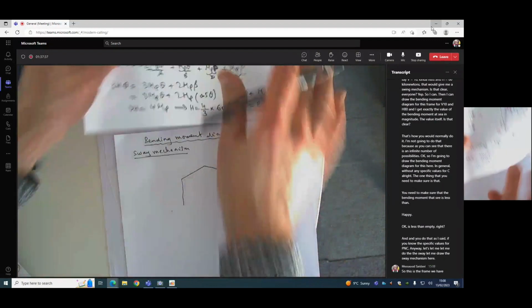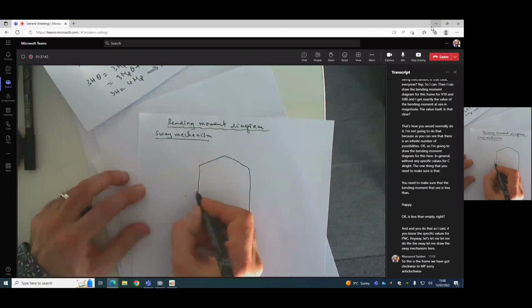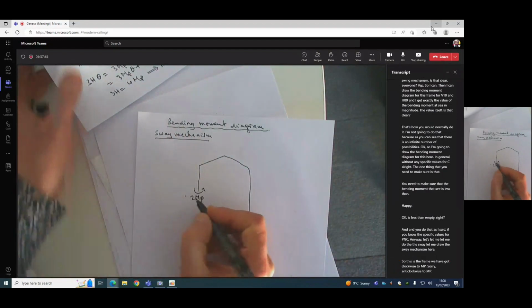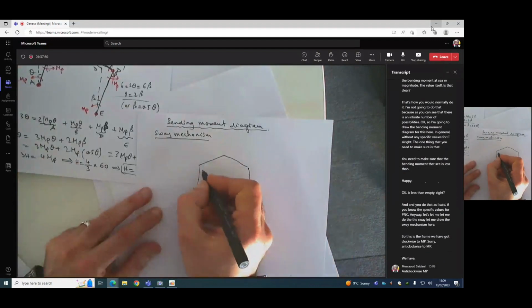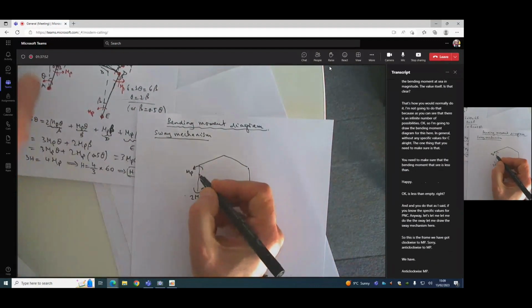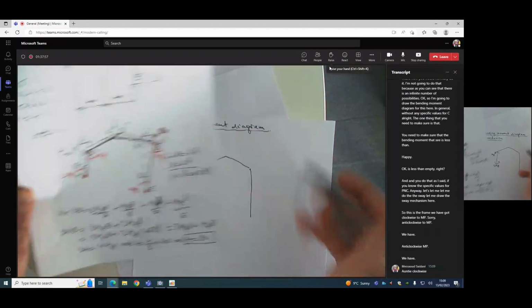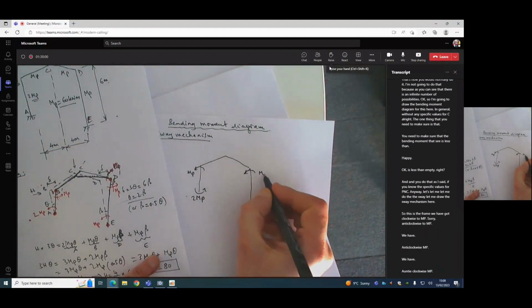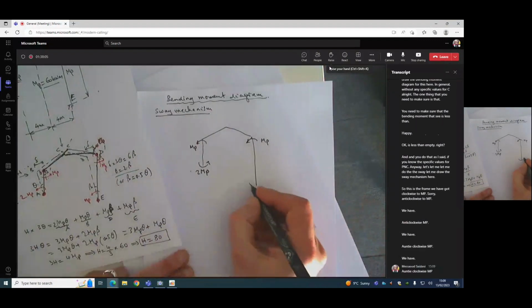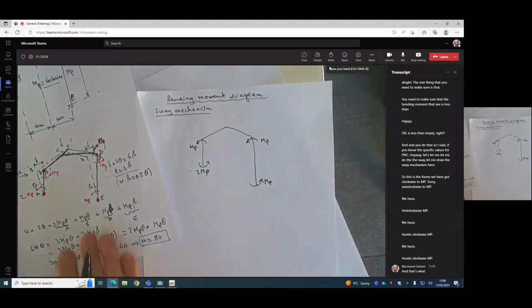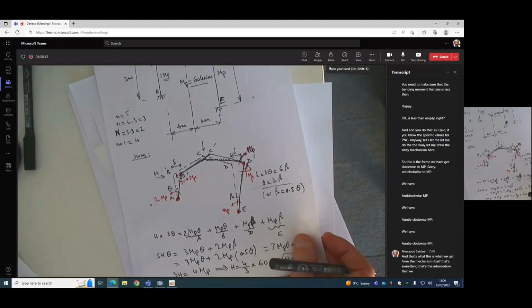We have got clockwise 2 MP. Anti-clockwise 2 MP. We have anti-clockwise MP. We have anti-clockwise MP. We have anti-clockwise MP. And this is what we get from the mechanism itself.